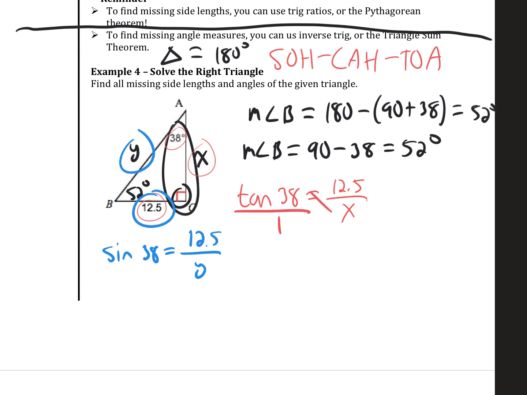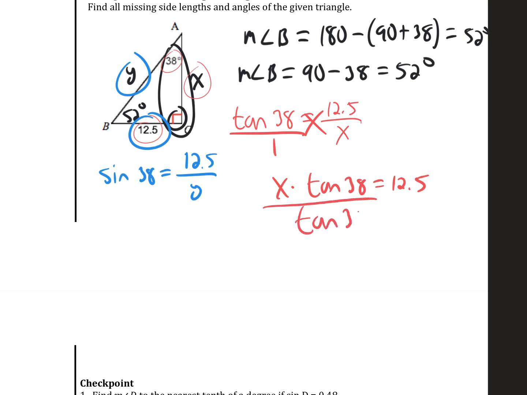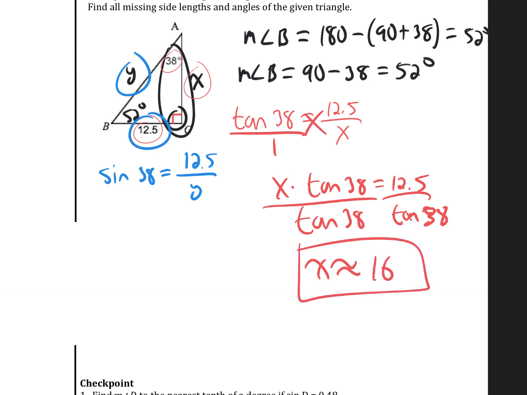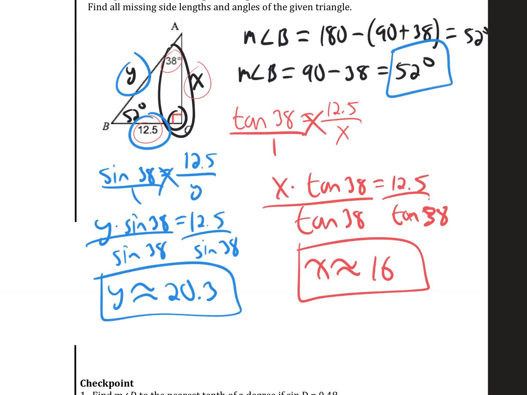To solve these, we divide by 1, cross multiply, we get x times tangent of 38 equals 12.5. Divide by tangent of 38. So x is approximately, for this one, I got approximately 16, it looks like. And for the blue one, put over 1, cross multiply, we got y times sine of 38 equals 12.5. Divide by sine of 38. We get y is approximately 20.3. And those are the lengths. So now we solved for all the lengths and all the angles in this triangle. So that means we solved the triangle.